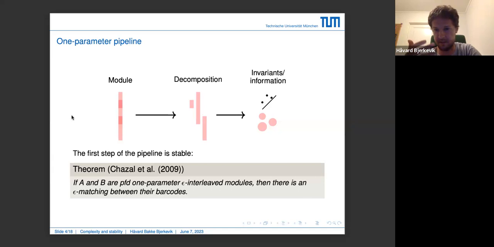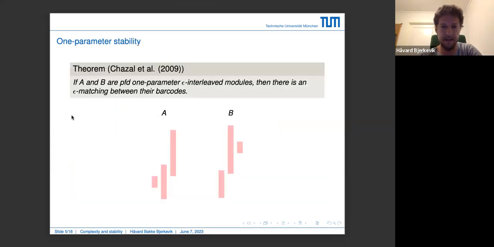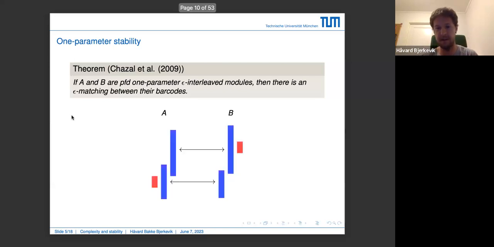This epsilon matching says essentially that these barcodes are similar. An epsilon matching looks something like this. Here we have two modules and their barcodes. For an epsilon matching, we're allowed to throw out some small bars if we want, but then what we're left with, we should find a bijection between the two sets that are left, and we are only allowed to match bars that are similar, so their endpoints aren't too far away.